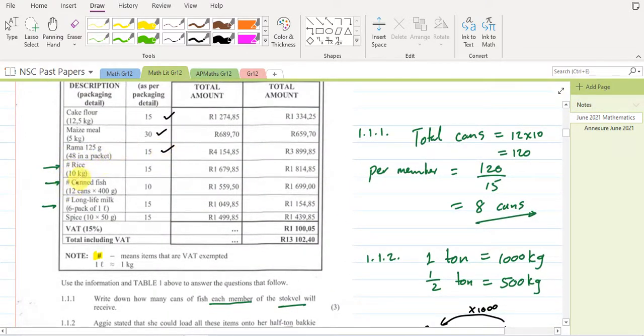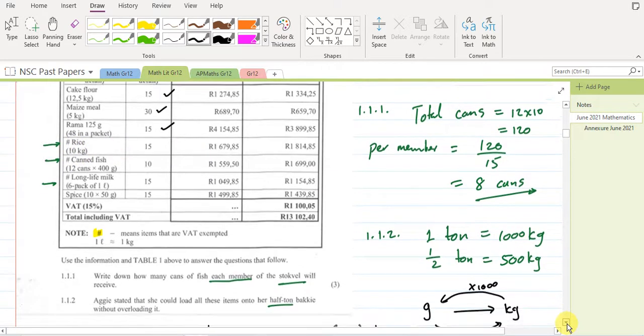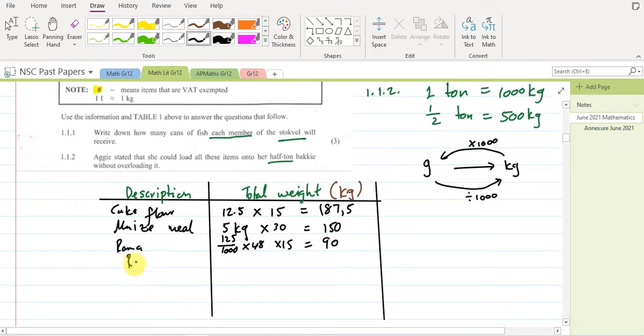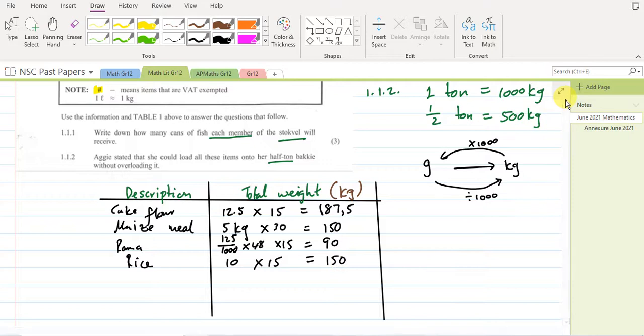Then let's look at the rice. Rice is simple, just 10 times 15, 150 kg. So the rice is 10 kg times 15, which is 150 kg.